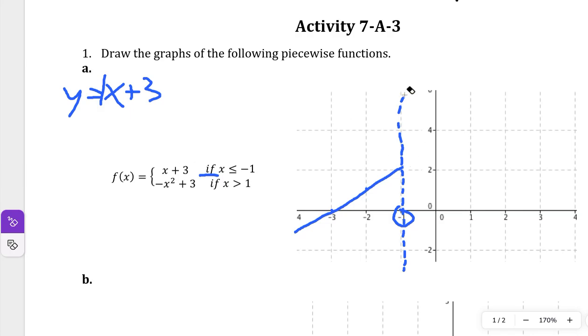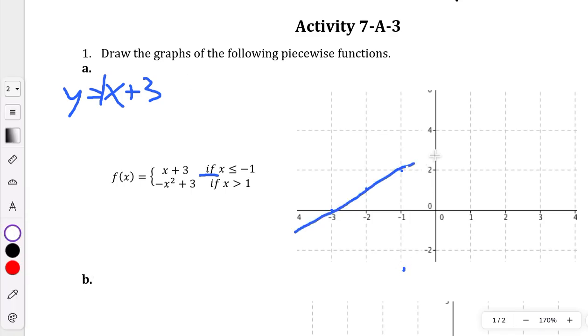Well, this dotted line is not really there. I don't expect you to write it. I just want it as an illustration to show you where the domain is. No, I have to re-erase that part.